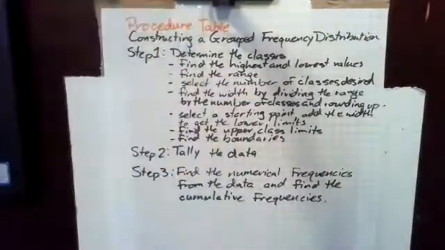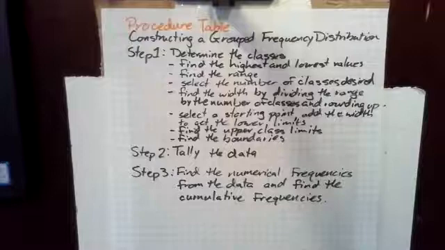Finally, we have procedures for constructing a grouped frequency distribution. Step 1, we determine the classes. We find the highest and lowest values. We find the range, which is the difference between the highest value and the lowest value. We select the number of classes desired. We find the width by dividing the range by the number of classes and rounding up. We select a starting point and add the width to get the lower limits. We find the upper class limits, and finally we find the boundaries if necessary.